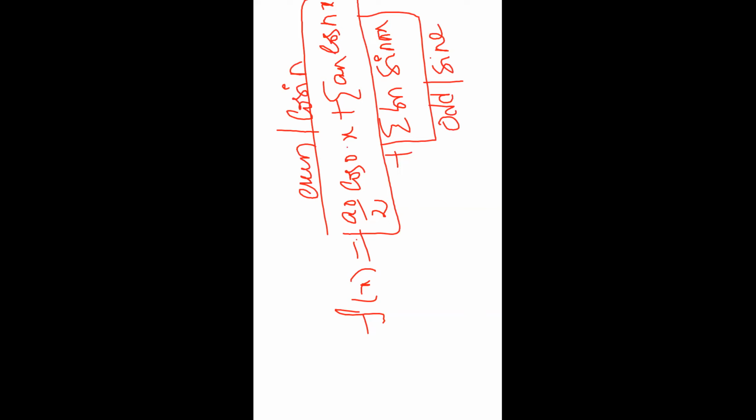In the half range cosine series, we have to find a naught and an. Suppose f of x is even, we also have to find a naught and an. Suppose the function is odd, we have to find only the bn value. Or if the given statement is half range sine series, we also have to find the bn value. So the total function a naught by 2, an and bn we have to split into two different types. First one is the cosine series, second one is the sine series.